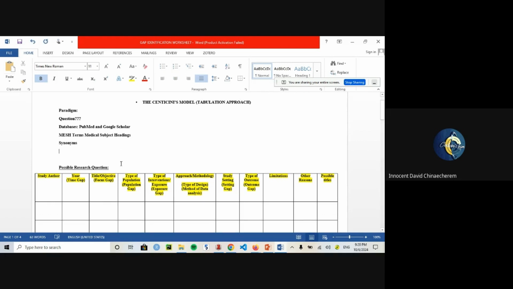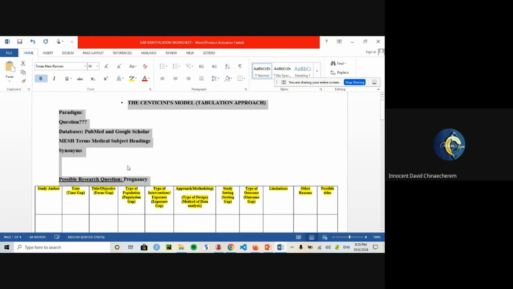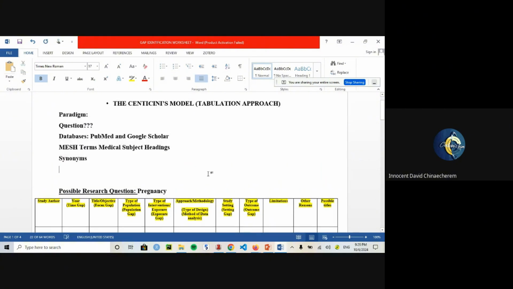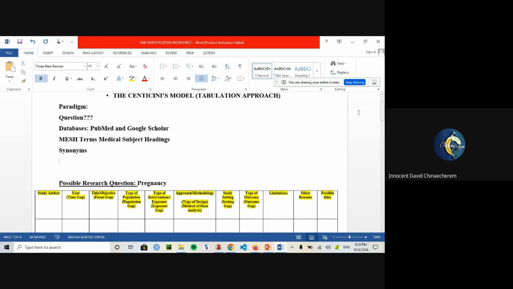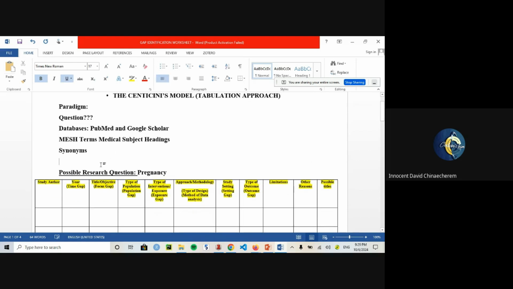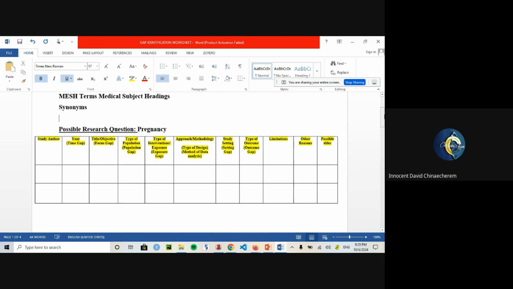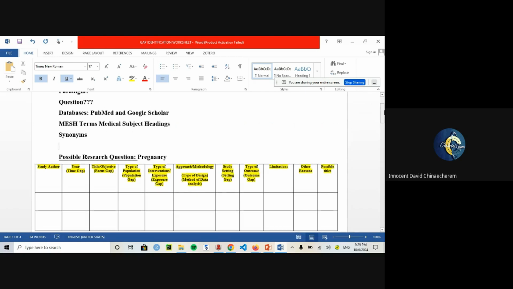So I'm interested in pregnancy. Now, this is where we all meet. You can be interested in anything. I'm interested in COVID-19 or whatever. I'm going to zoom in to make it more clear. So I'm interested in pregnancy, right? Now the question is, how do I identify the gap?